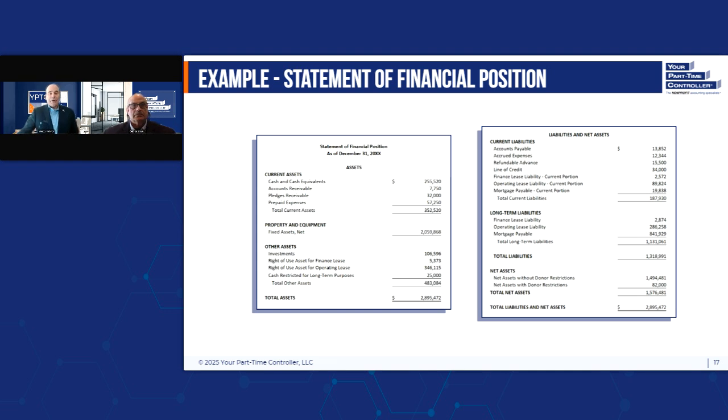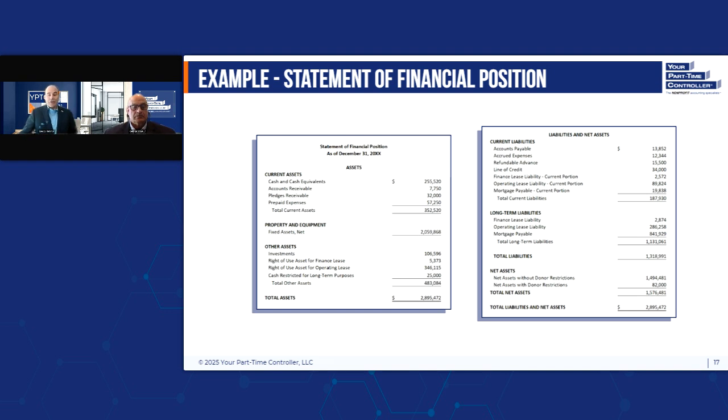Here's an example of our statement of financial position. As you can see, we have our assets and our liabilities. On the left side here is our assets, and we have broken it down between the current, those are the most liquid assets, the ones that can be converted to cash within 12 months, and then our long-term assets, including our fixed assets. On the right side is our liabilities and our net assets.